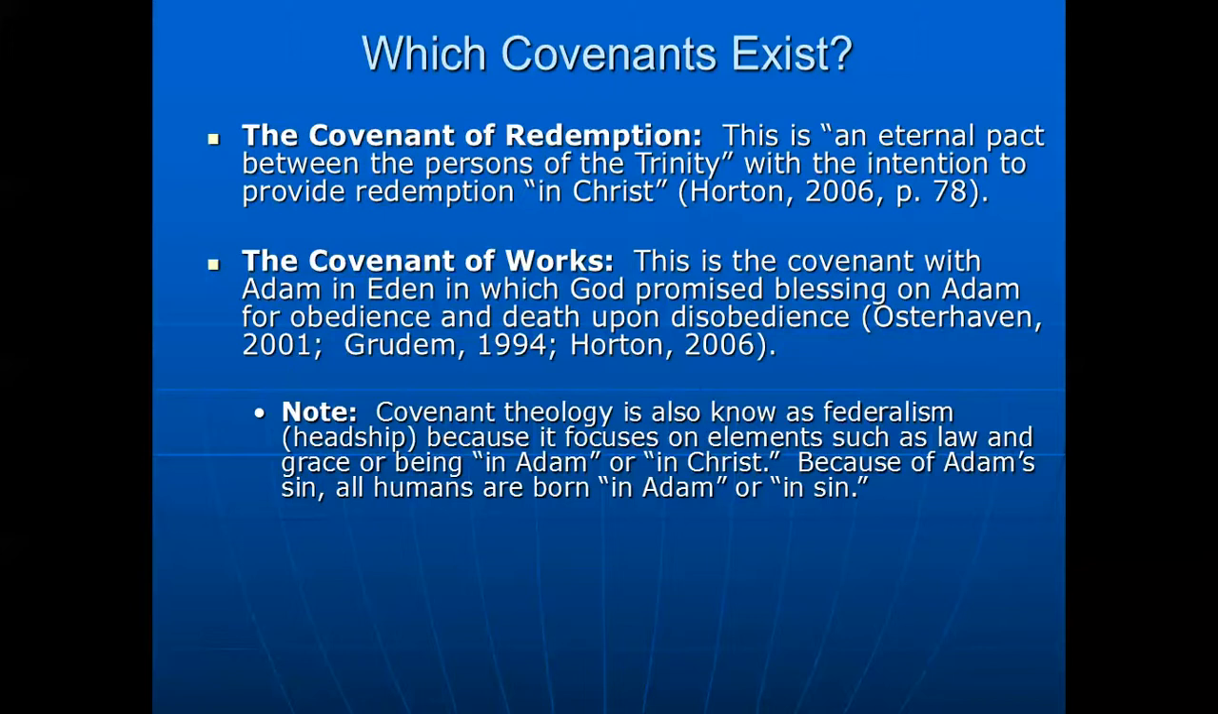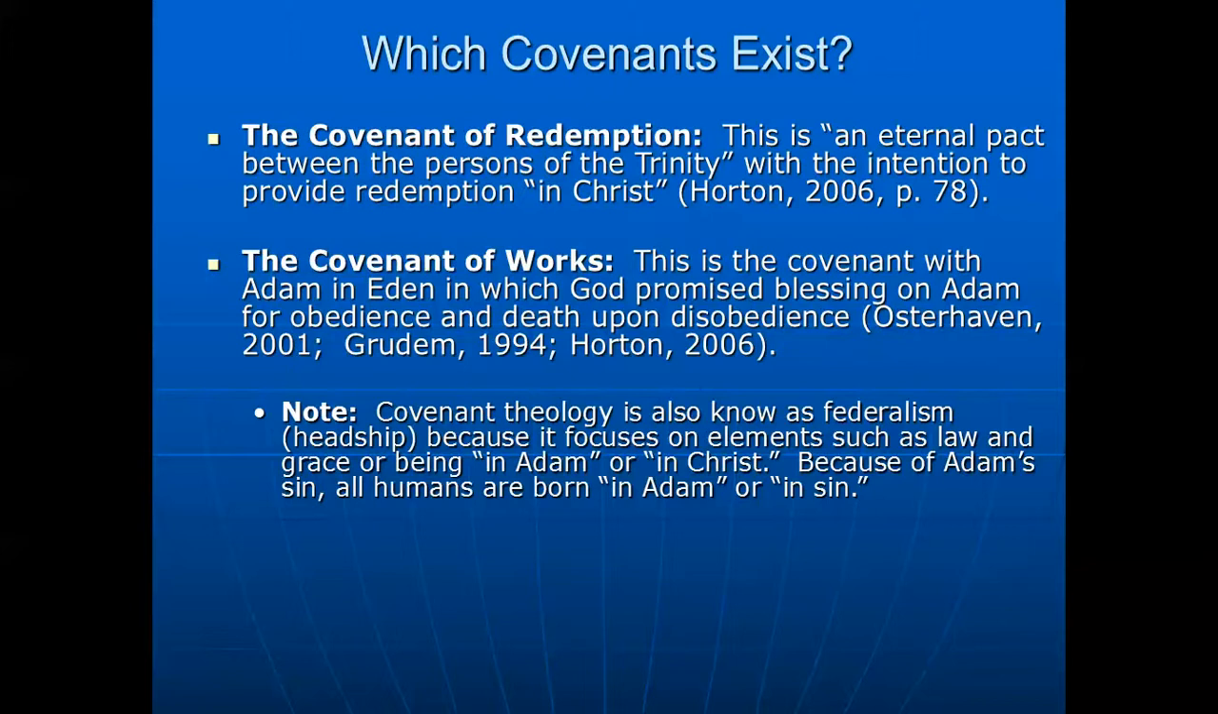The second covenant, then, is the covenant of works. This is the covenant with Adam in Eden, so it's sometimes known as the covenant of creation or the Edenic covenant. That's the covenant in which God promises blessing on Adam for obedience and death upon disobedience. It's important to note that in covenant theology, it can be called federalism or headship because it focuses on elements such as law and grace, or being in Adam or being in Christ. Now that Adam has broken this initial covenant of works, all humans are in Adam, or we're in sin. And so we need a solution to this.